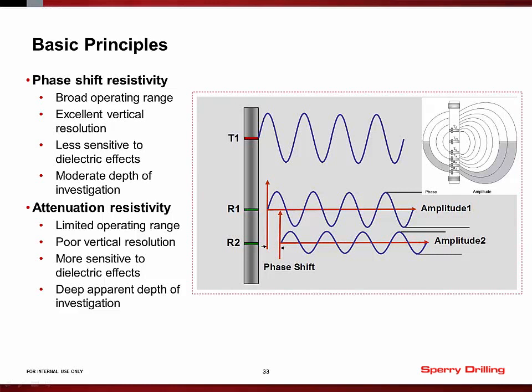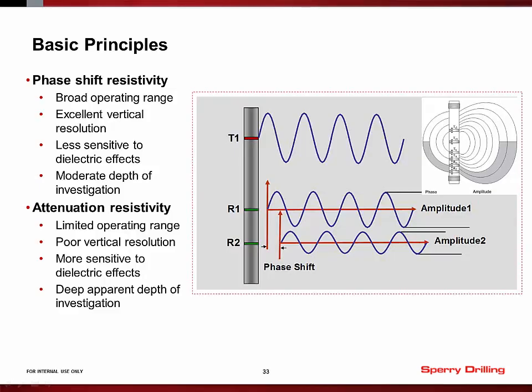The attenuation resistivity tends to max out at around 10 or 20 ohm meters, whereas the phase shift resistivity can go up to several thousand ohm meters. A lot of reservoirs are in that upper range, and using attenuation measurements in those reservoirs doesn't really work. So we use the phase shift because of its broad operating range.